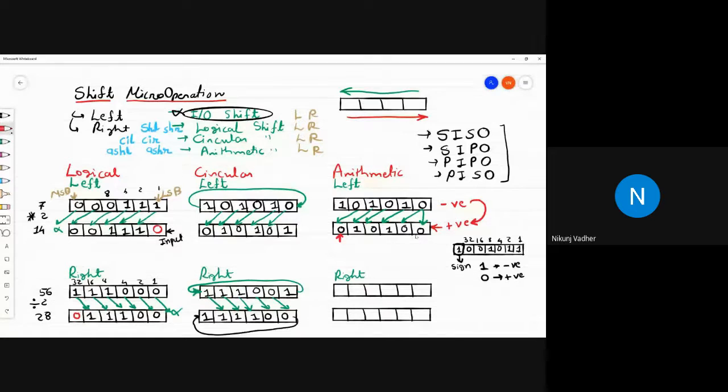Vice versa is also possible. Let's say if it is 0 over here and 1 over here, then this positive number will become negative. So this kind of condition is known as overflow.